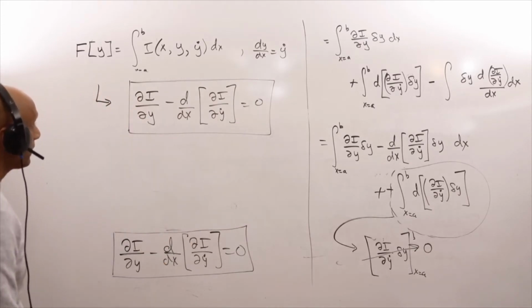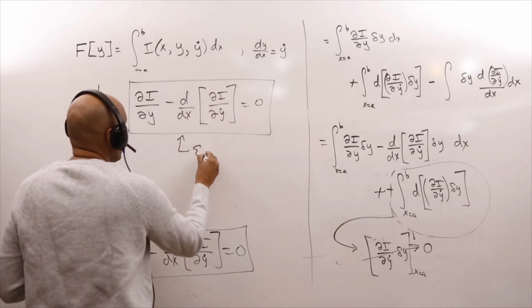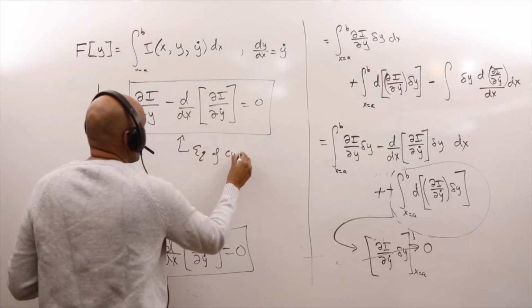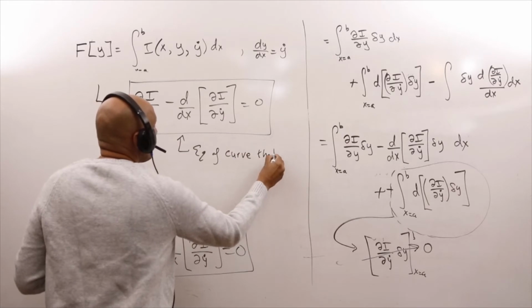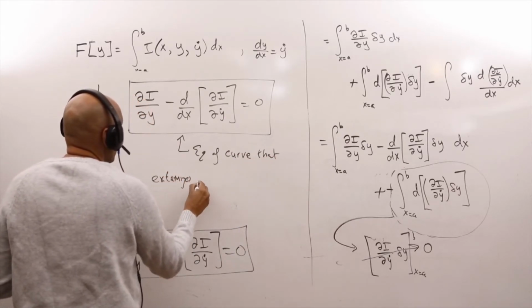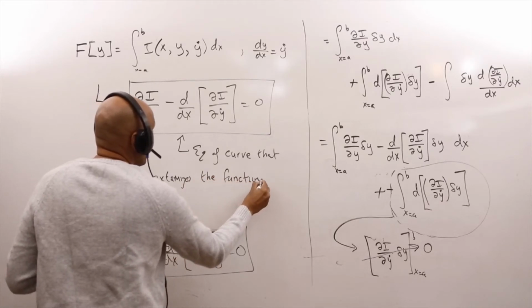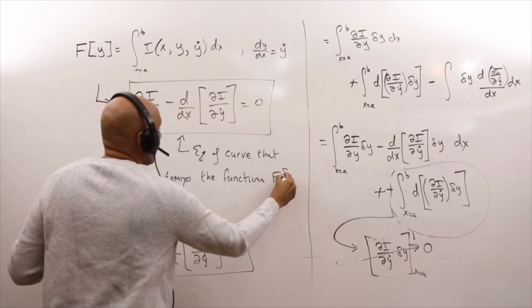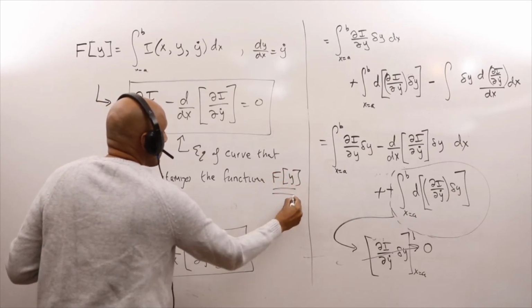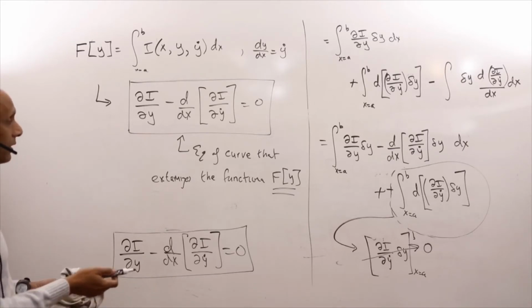So what you're saying literally is that this is the equation of the curve that extremizes the functional F at y. So it might not be a minimum, it might not be a maximum. It might be an inflection curve, if you want to call it that.